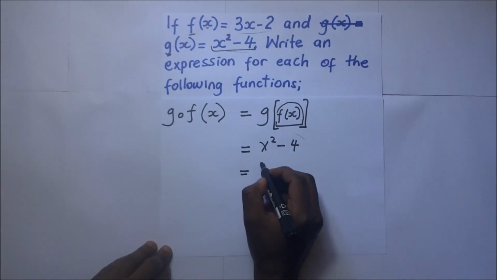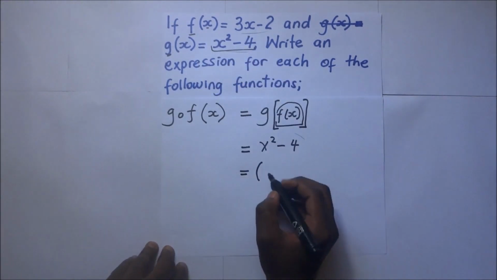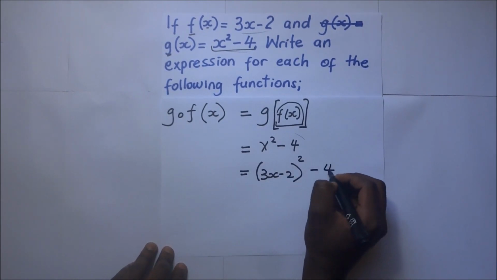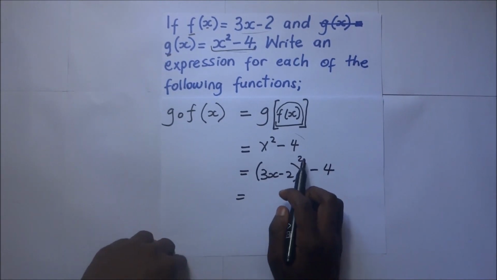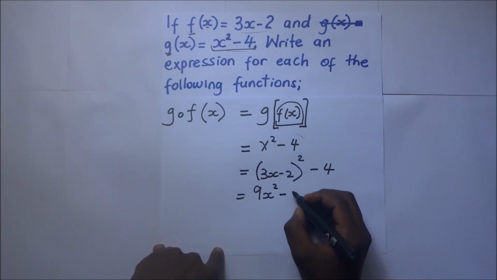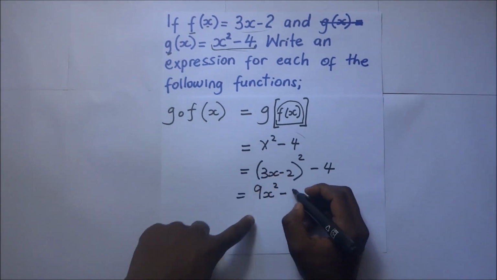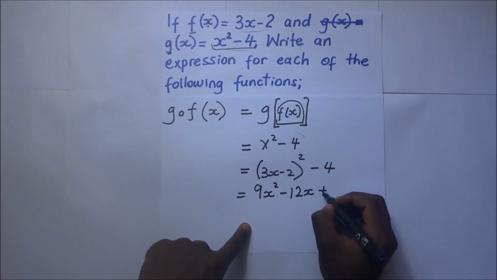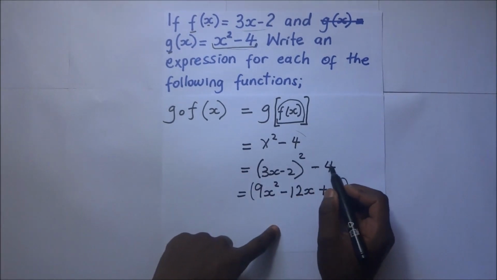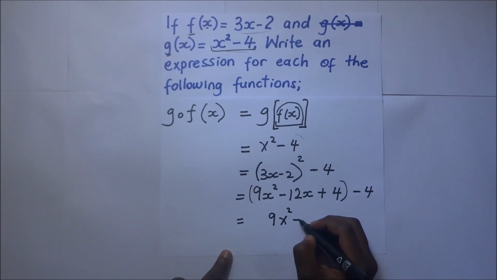So in place of x, our f(x) is 3x - 2. So we are going to put here (3x - 2), that is squared, minus 4. And we go ahead and expand this. This is definitely going to become 9x² minus 2 times 3 times 2. 2 times 3 is 6, 6 times 2 is 12, so minus 12x plus 4. Then this is an expansion of this, minus 4. And so we shall end up with 9x² - 12x.